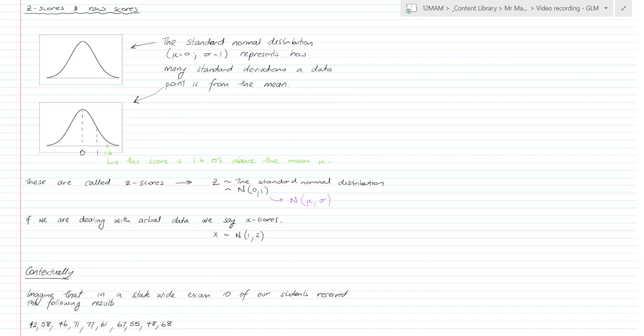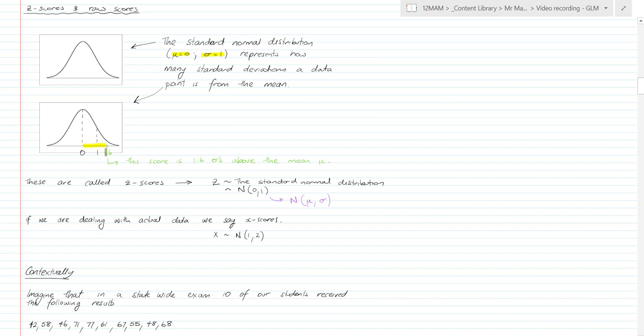So let's talk a bit about z-scores again first, the standard normal distribution. The standard normal distribution, of course, has a mu value of 0 and a sigma value of 1. So that's a mean of 0 and a standard deviation of 1. Therefore, it represents how many standard deviations above or below the mean you are.